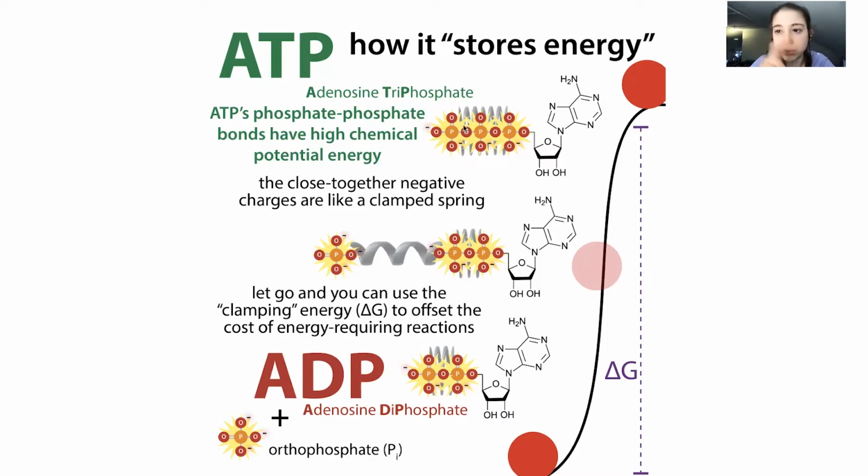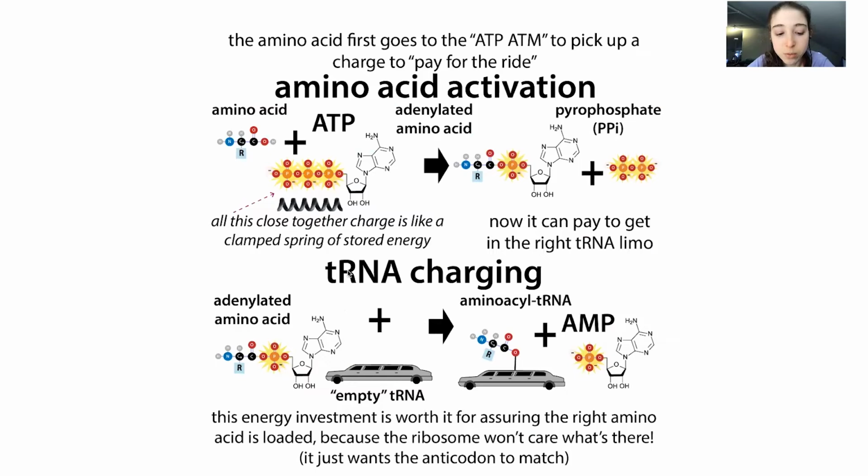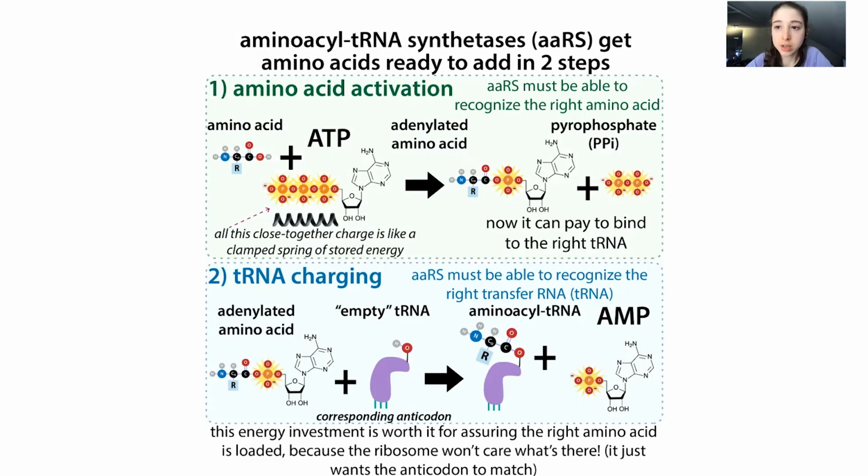So we call these high energy bonds because they have high potential energy. When we break one of these bonds, we get energy. We can make not-so-favorable reactions more favorable, and when we do this, we're making it easier for us to do the next step. You can also think of it as being worth spending some energy, because you want to make sure you have the right amino acids on the right tRNA.